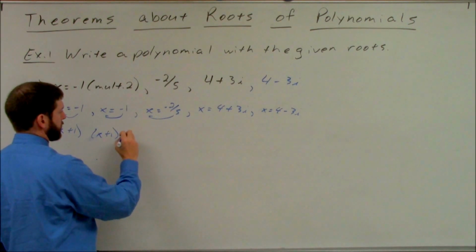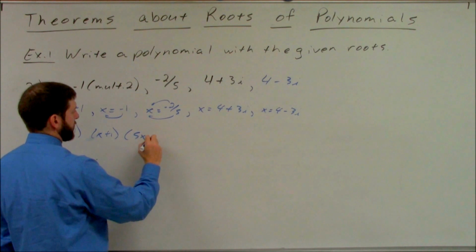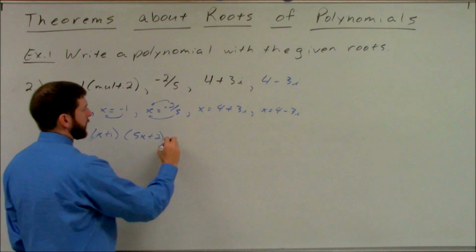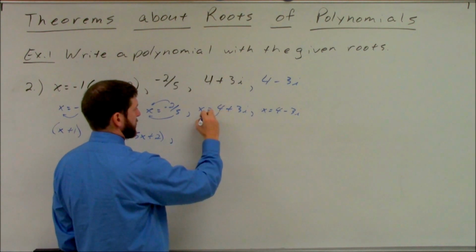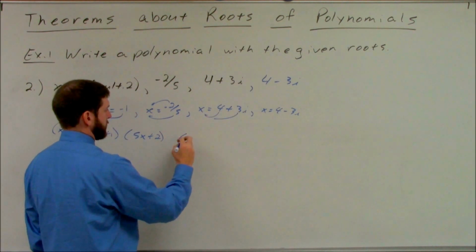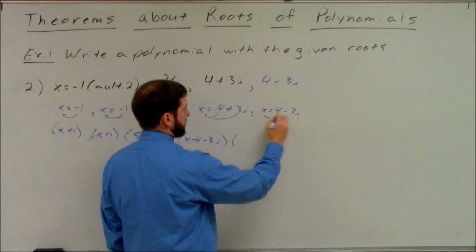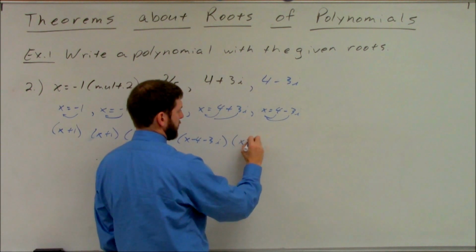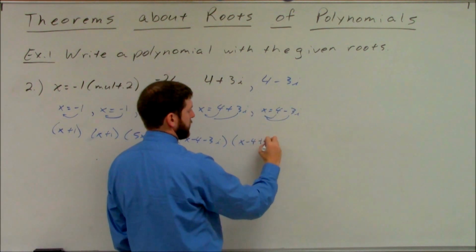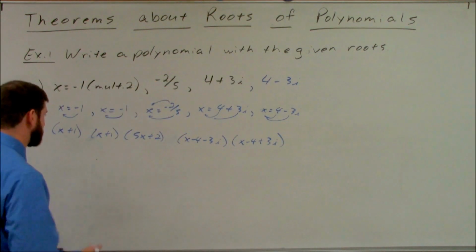Multiply the 5 over, and then add the 2 over, so that's 5x plus 2. Remember, check your order of operations there. On this one, I've got to subtract the 4, subtract the 3, so that's x minus 4 and minus 3i. Subtract the 4, add the 3, so it's x minus 4 plus 3i. And we just start combining them together.